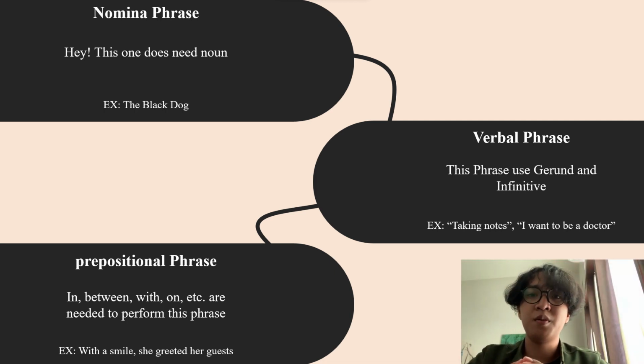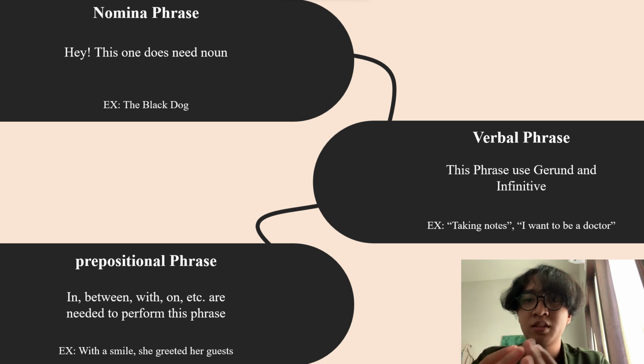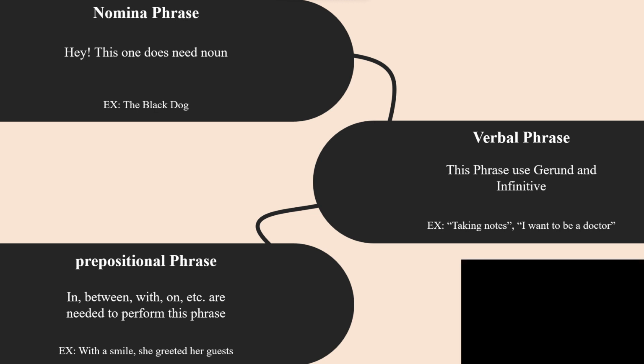And next we have the prepositional phrase. Like from the name, it's straightforward. You need to use a preposition like with, on, between, or in. For example, you can see "with a smile she greets her guests." You can see the word "with" in the phrase, that is a prepositional phrase.